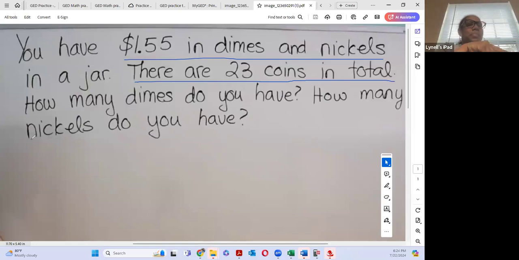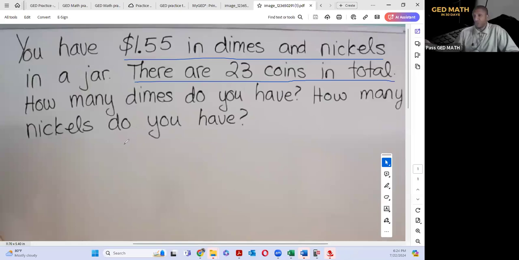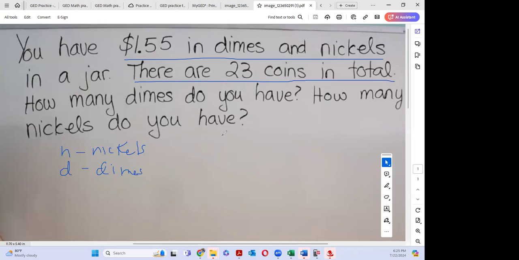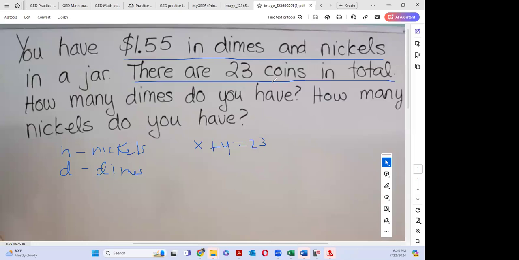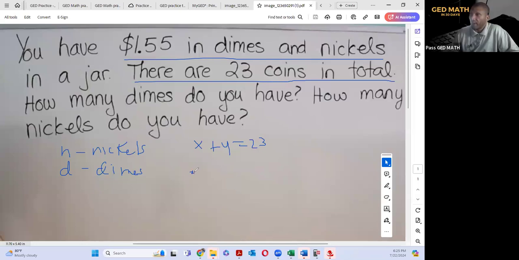Say X, well, I could use N and D. So I'm going to say N stands for nickels, D stands for dimes. My first equation is I know there's a bunch of nickels and dimes, but it's 23 of them. Does everybody understand where I got that first equation from? Yes. Okay, good.